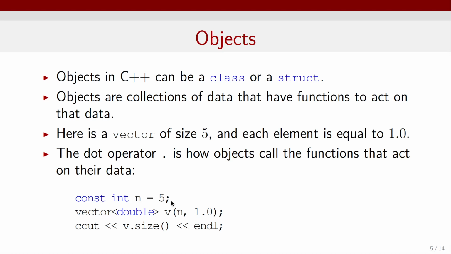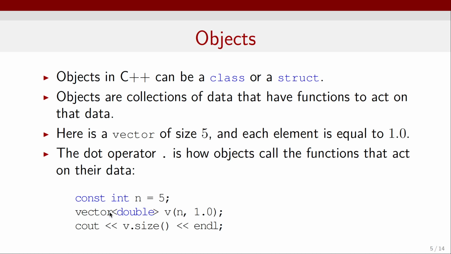Here is a vector of size 5, and each element is equal to 1. So I declare that using vector double v, and then to initialize it, I use parentheses, and then first I declare the size of the vector, in this case n, which is 5, and then I can state what the elements of the vector will be. If it's going to be a constant vector, then I can simply say 1. So in this case, the elements of this vector v will be 1, 1, 1, 1, 1. So 5 elements of 1.